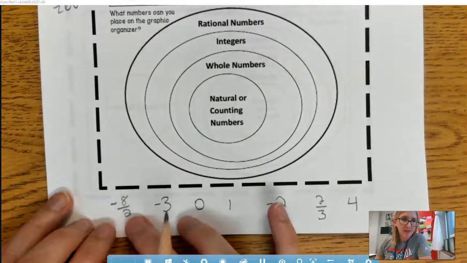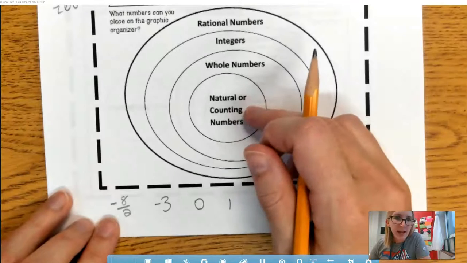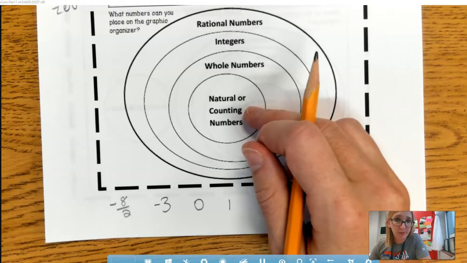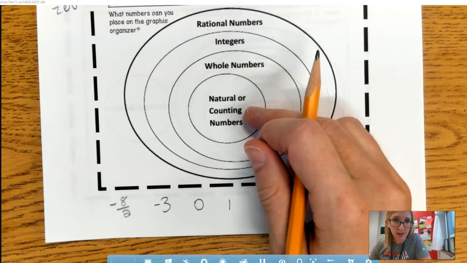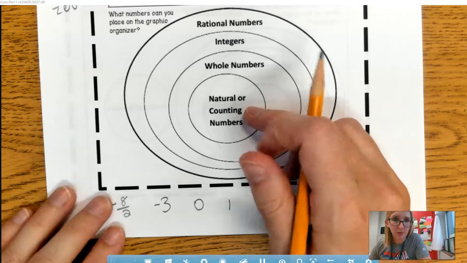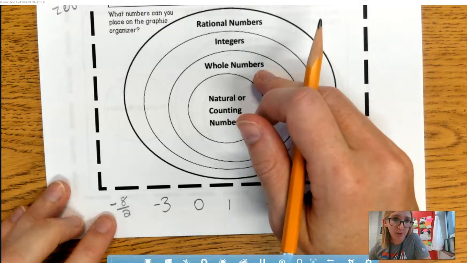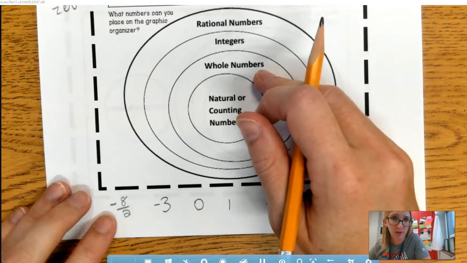So let's start off with negative 8 over 2. Is that a natural or counting number? Definitely not. And it's not because it's a negative number, and it's not a counting number, right? So let's move to the next one. Is this a whole number? Nope, it's not, because it's negative. Whole numbers are only positive, right?